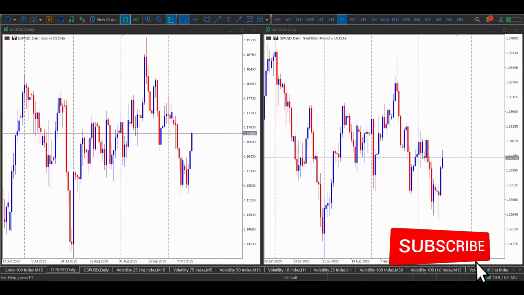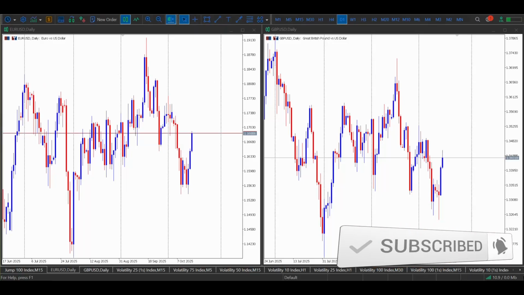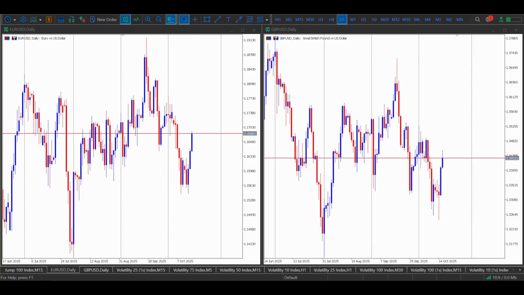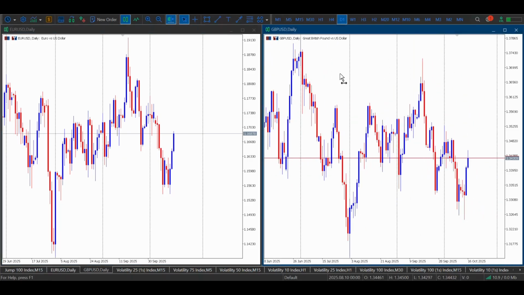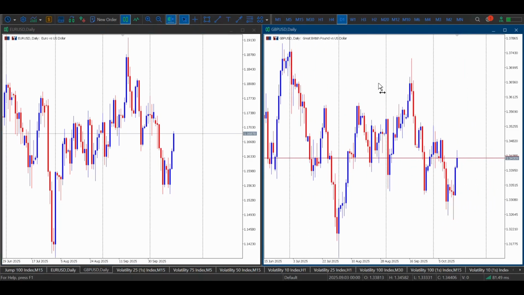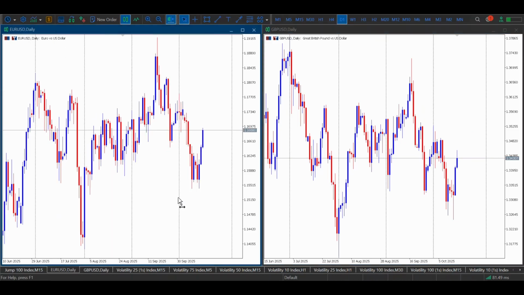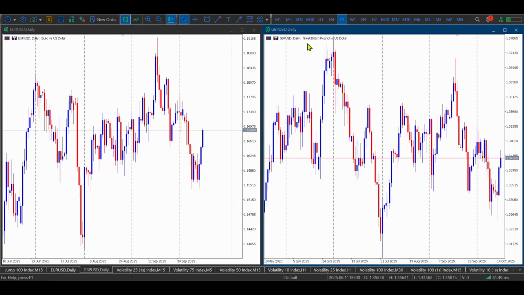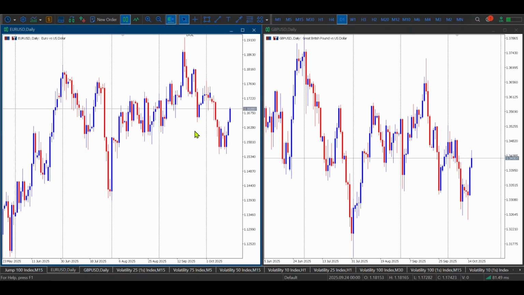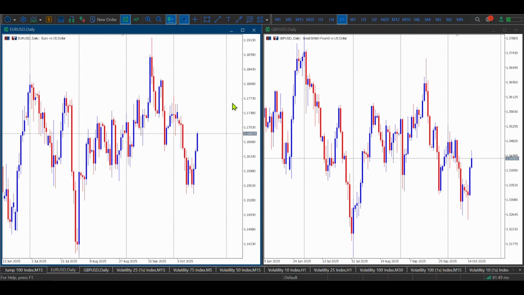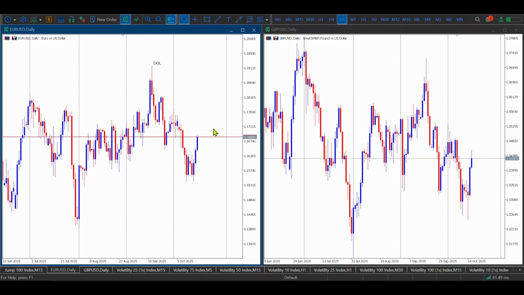Hi traders, in this video I'm gonna be showing you how I trade week in, week out, day in, day out. Here I'm looking at EURUSD on the daily time frame, and this is the cable, GBPUSD pair, also on the daily time frame. That's where I look for buyers, my weekly buyers and daily buyers.